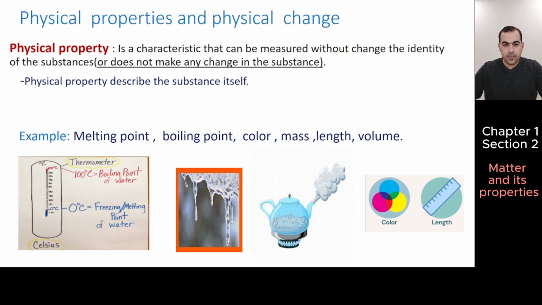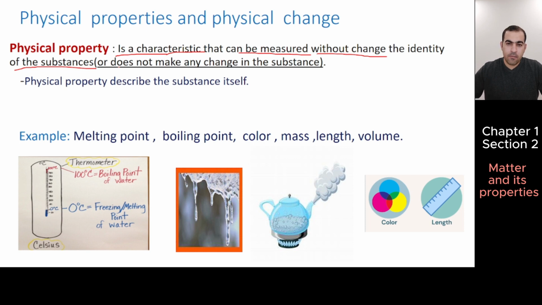A physical property is a characteristic that can be measured without changing the identity of a substance. We're going to talk about physical properties, physical change, chemical properties, and chemical change. A physical property can be measured without changing the identity of the substance, or without making any change in the substance. How? Melting point. You can measure the melting point of water without changing the water.